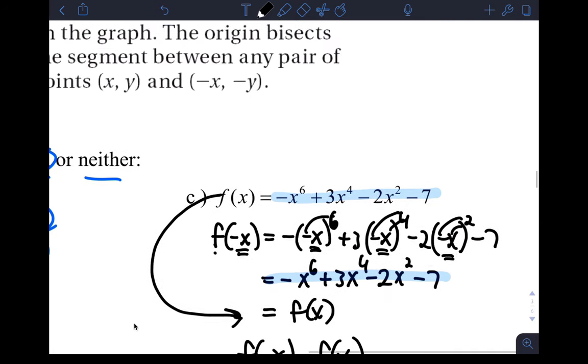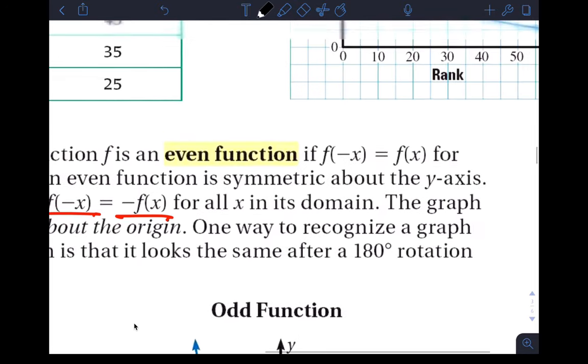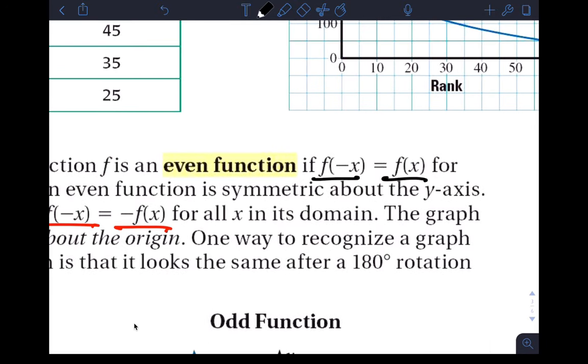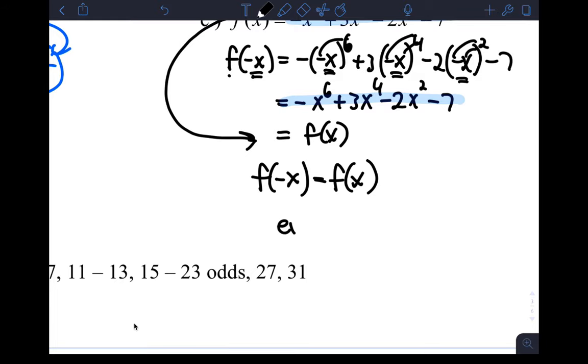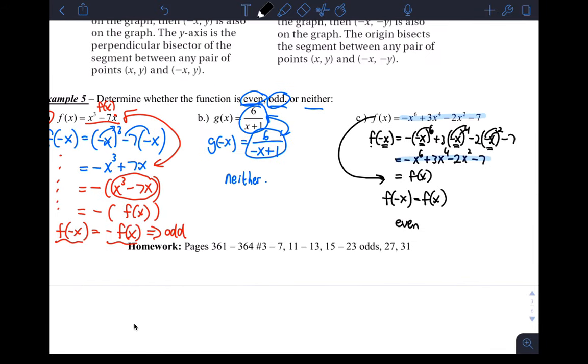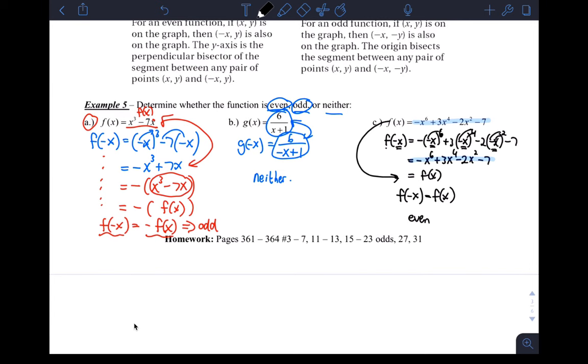But let's go back to our original definition here. When that happens, f of negative x is f of x. It's an even function. Okay? So this function is even. And again, if you want to verify this, you can graph it on your calculator. You can graph this one on your calculator and make sure it's symmetric about the y-axis. And graph this one on your calculator.